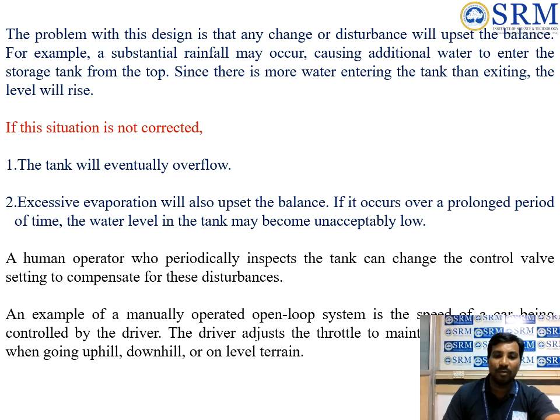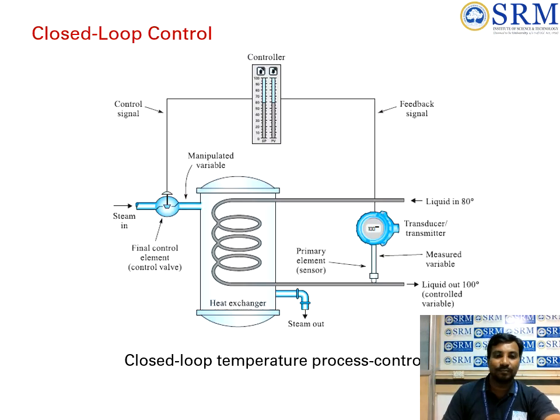So we need a human operator who periodically inspects the tank and changes the control valve setting to compensate for these disturbances. Another example of a manually operated open loop system is the speed of a car, which is controlled by the driver. The driver adjusts the throttle to maintain highway speed when going uphill, downhill, or on level terrain. Now let us see an example of the closed loop control system.